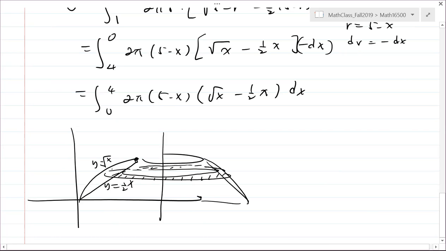Right, this is a disk, right? And here's a point, 4 and 2. No, this is not 4. This is a 5, right? And this is a point, 4 and 2. Okay.